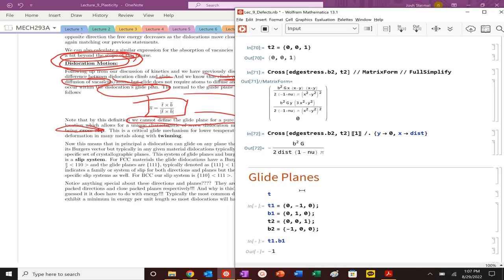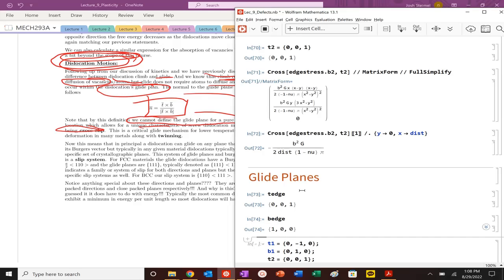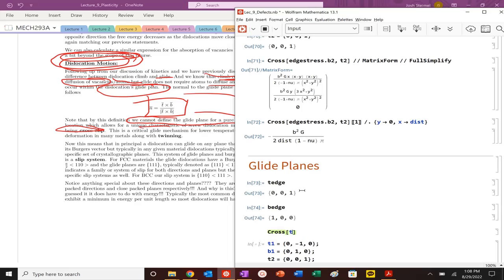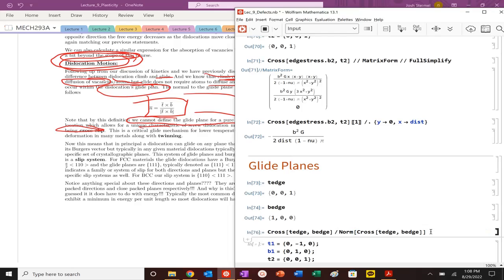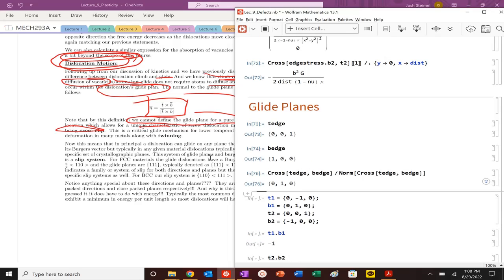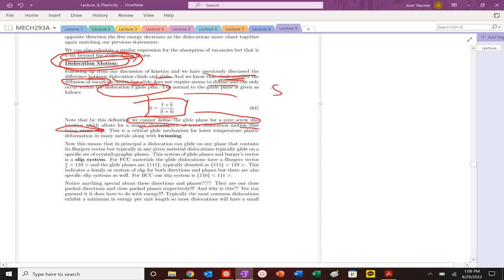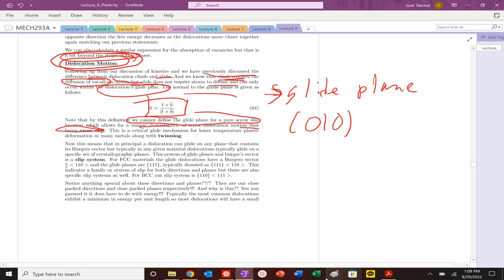We can define our T edge, which we had previously, and B edge as well. To get the normal, I'm just going to cross my T edge with my B edge, and divide by the magnitude just to give me a unit vector. You can see that the normal is in the 0, 1, 0 direction. The normal to a plane has the same notation as the plane itself. So my glide plane for that particular example would be 0, 1, 0. Once I calculate the normal, I have my glide plane.